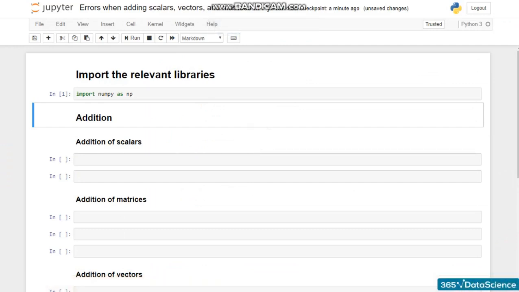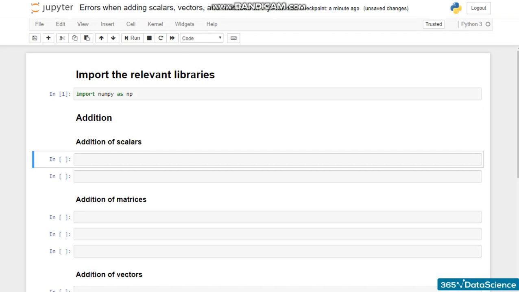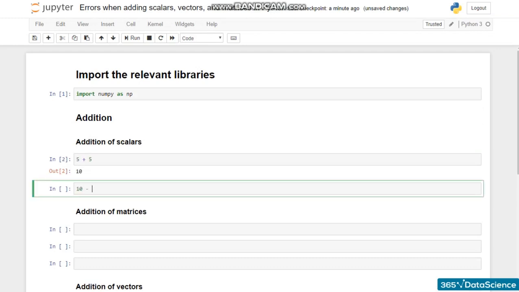Let's talk a bit more about scalars. Scalars are more peculiar than higher dimension objects because they are single numbers. We didn't talk about it, but you know very well how to add two scalars together, right? 5 plus 5 equals 10. 10 minus 4 equals 6.